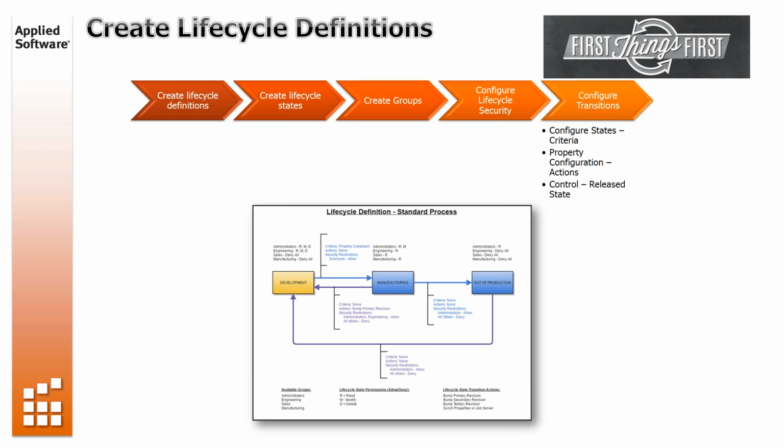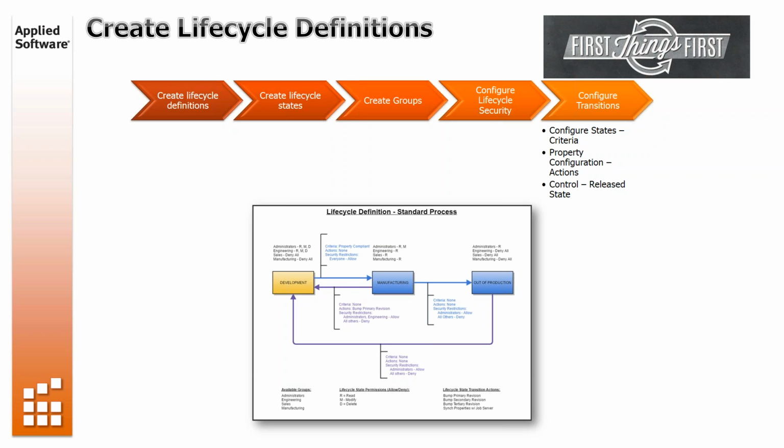There are three considerations dealing with the ability for a lifecycle state to be changed or transitioned to another state. The first one is criteria. Are there property considerations governing the state transition? The second one is actions. What actions, if any, should be performed when making the state transition? And then finally, security. Which users or groups are permitted the ability to transition from one state to the next?